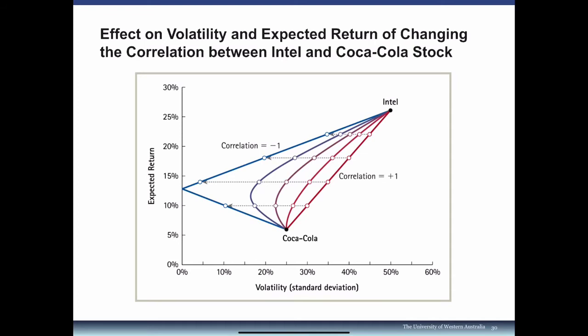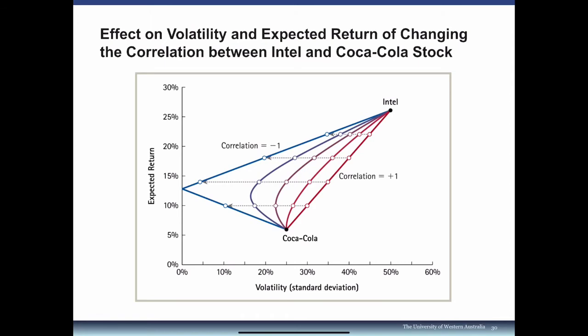If it's +1, that means Coca-Cola and Intel are really the same thing. Then you really can't achieve any better outcomes. So all your portfolios between Intel and Coca-Cola are efficient per se, because in this case, by doing diversification, you can't really achieve a more efficient outcome. But as soon as the correlation is not +1, it becomes a smaller number than +1.